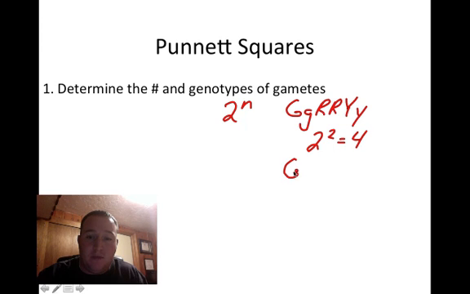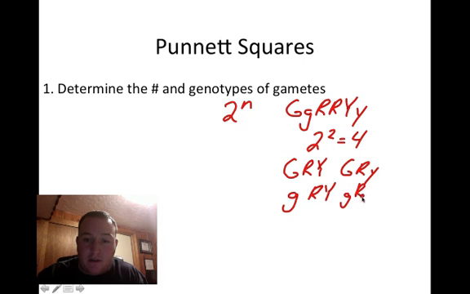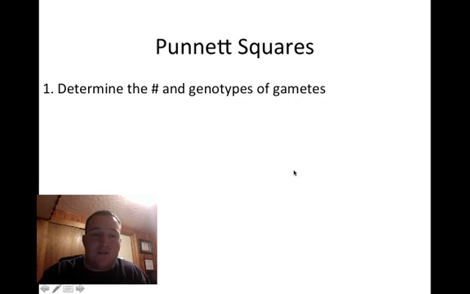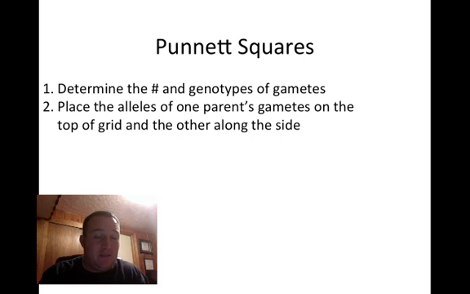We could have big G, big R, big Y. We could have big G, big R, little y. We could have little g, big R, big Y, or we could have little g, big R, little y. And so these are the 4 gametes we could make, and then those would go on one side of the Punnett square. So once you have those, you're then going to place them on the different sides of the square that we're going to create.